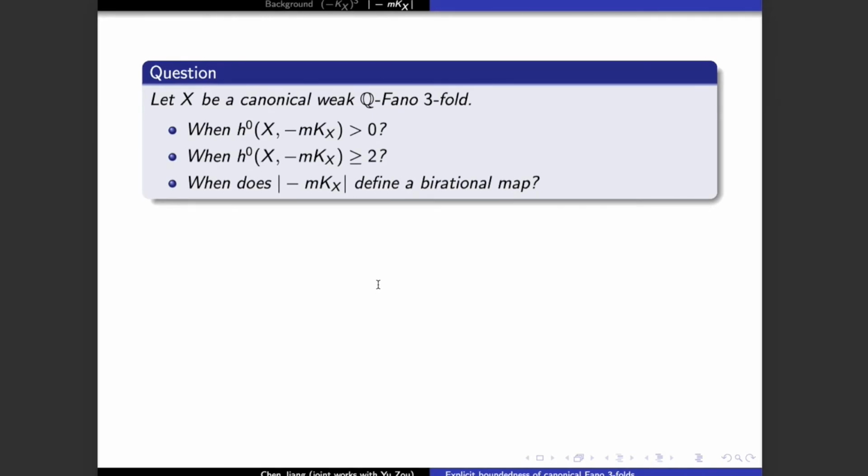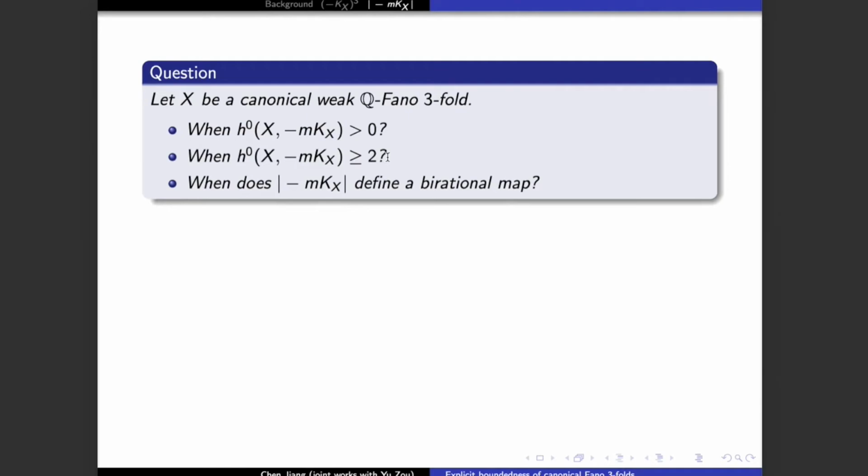And then in the following time, I will talk about another topic, the anticanonical system. So for the anticanonical system, we have three main interests of the problem. So the first problem is when the minus mK has a global section. Okay, when it's bigger than 0, right? So this is a non-vanishing problem.